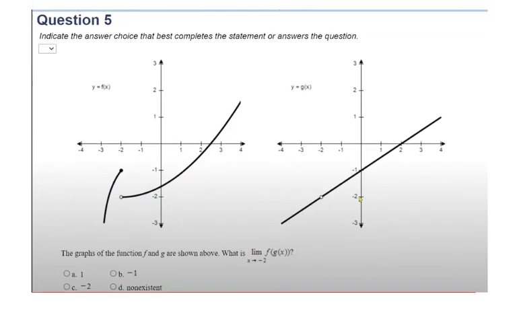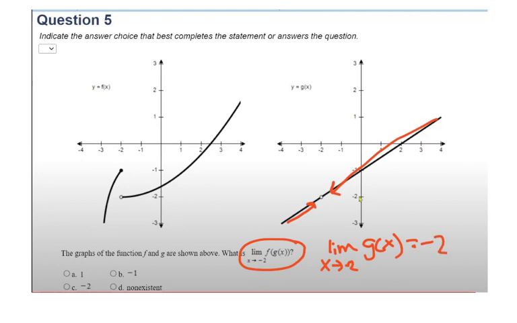Number 5. Again, another function composition, and we're approaching -2. In this case, we're looking at the graph of G. We're approaching G because we go to that inside function first. We basically just push that other one out of the way. And we're approaching -2 from both directions. That limit does exist. I'm down at -2. So then I head over to this graph and I approach -2. And I have a discontinuity.